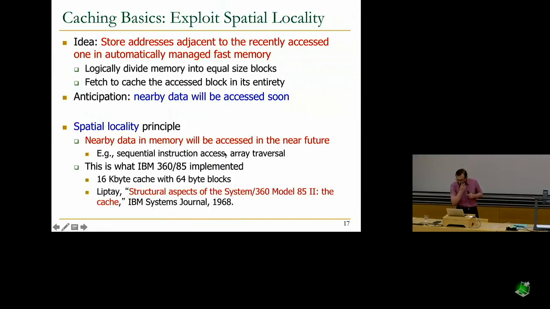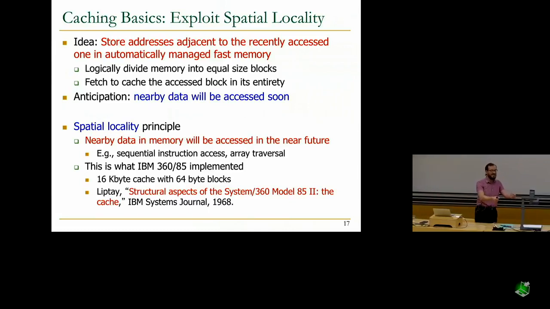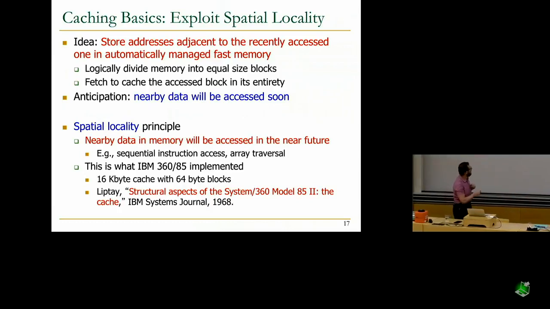And this is what the IBM 360/85 actually implemented. This was not in Maurice Wilkes' paper, as far as I know. The IBM 360/85 had a 16 kilobyte cache with 64 byte blocks. Instructions required 4 bytes, but whenever they accessed those 4 bytes, they would bring the 64 byte block this instruction belongs to into the 16 kilobyte cache. And this is a beautiful paper that talks about this.